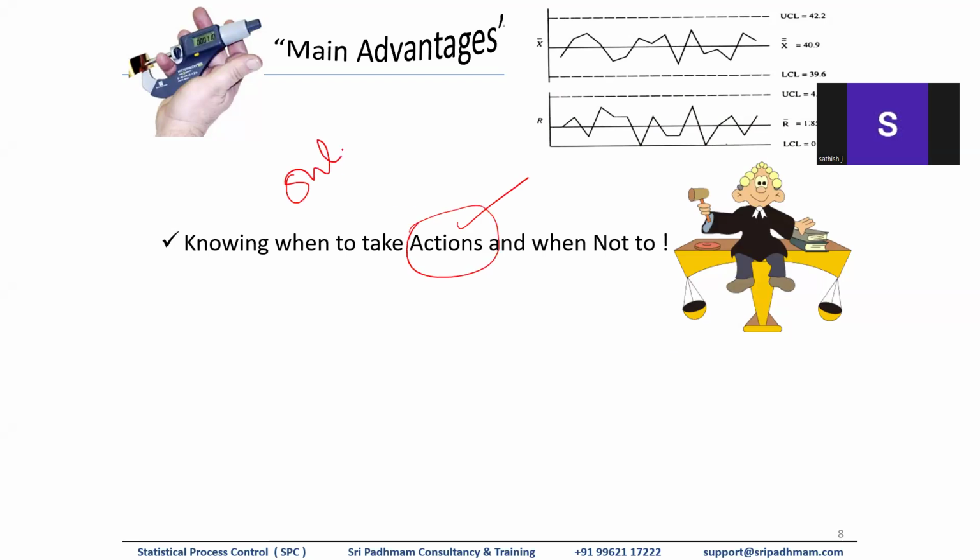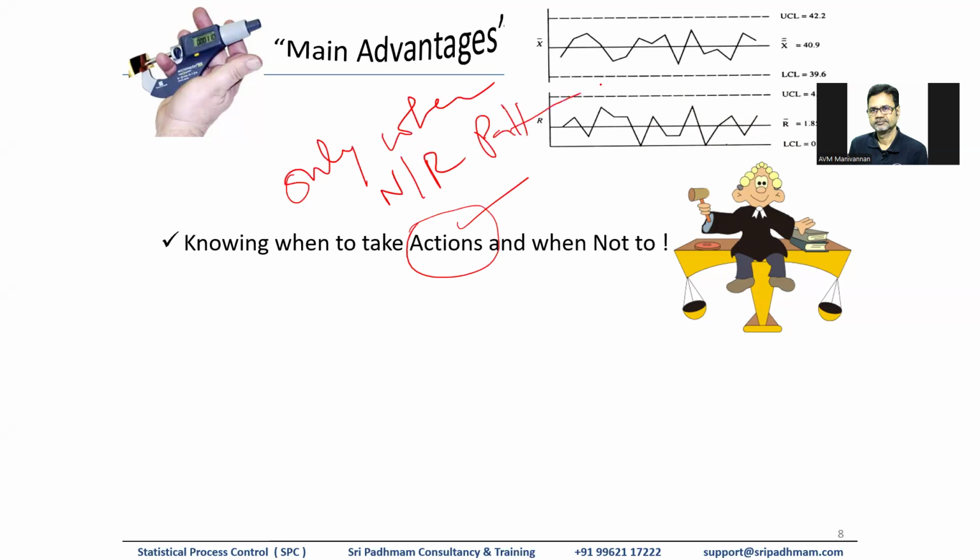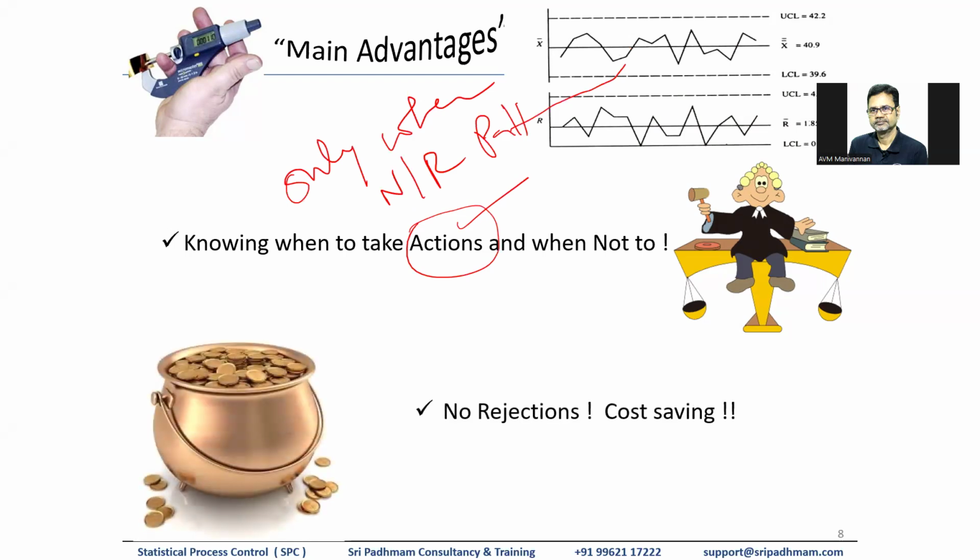The non-random patterns. Excellent. Super. Only when non-random patterns are appearing. Otherwise, do not take action. Thereby, you can save a lot of cost, money. Is that clear? Clear, sir.